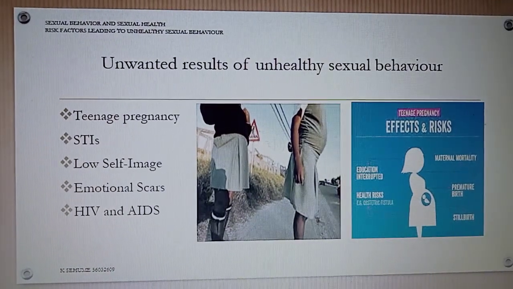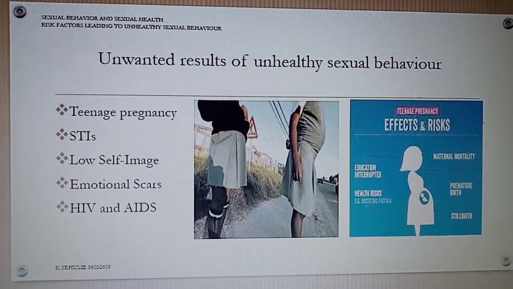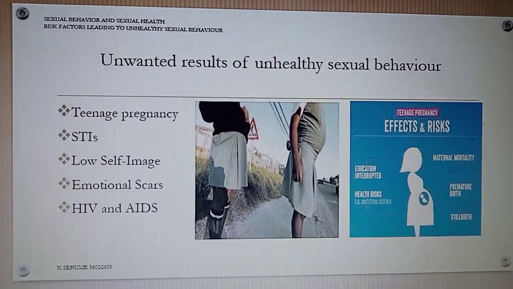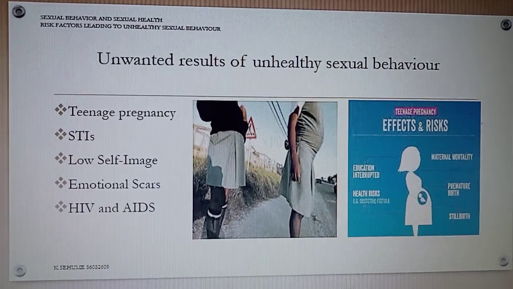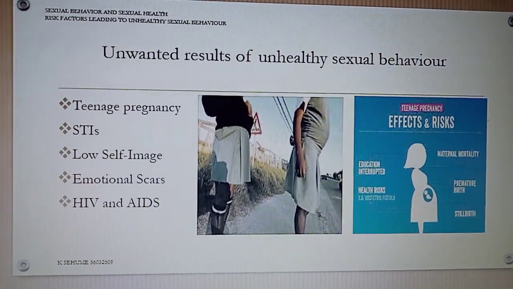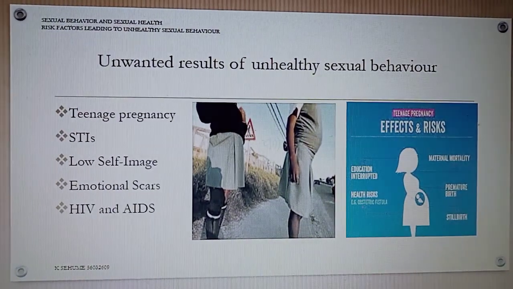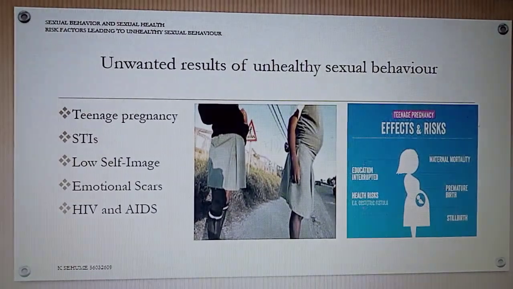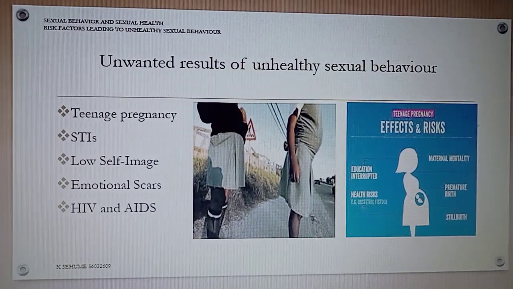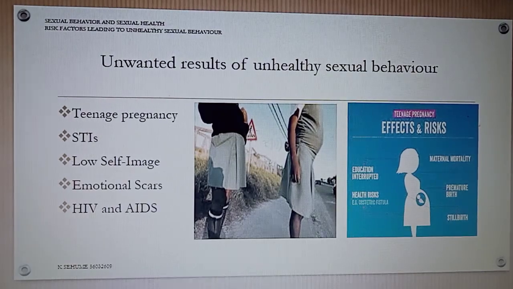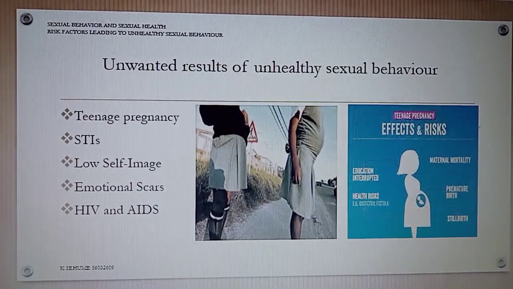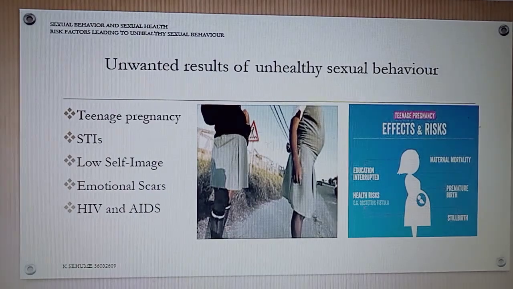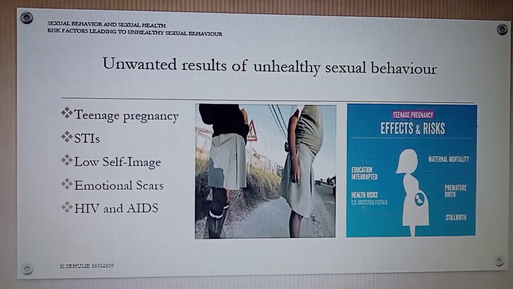So as we have discussed amongst ourselves, we have noted down on the board that unwanted results of unhealthy sexual behavior include teenage pregnancy, STIs, low self-image, emotional stress, HIV and AIDS. We've also mentioned that because the bodies of teenagers are not yet fully developed, it might happen that they give birth to a premature or a stillborn baby, and sometimes teenagers do not take the proper nutrients or go for proper check-ups for the baby, which may lead to complications.